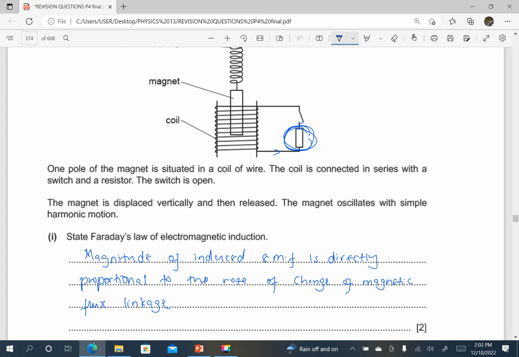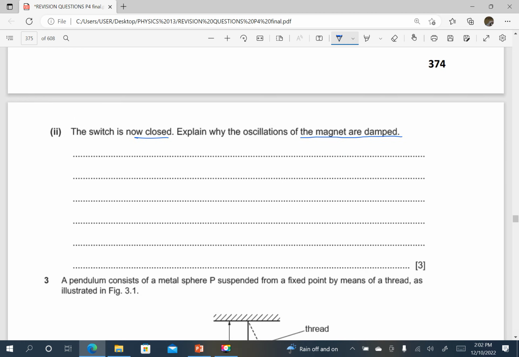We can also explain the same by using Lenz's law. The induced current or the induced currents cause a magnetic field around the coil. This magnetic field tends to oppose whatever is causing it. Therefore, it tends to oppose the free movement of this magnet. Therefore, the magnet will be damped. So we can explain in two ways. Let's start with the easiest one.